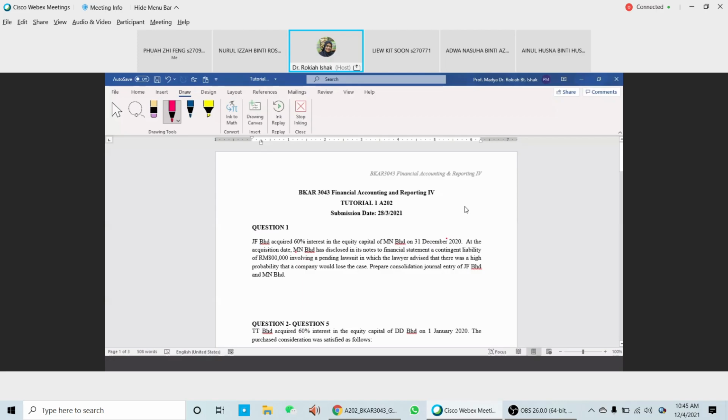Okay, JF acquired 60% interest in the equity capital of MN on 31st December. At the acquisition date, MN has disclosed in the notes to its financial statements a contingent liability of 800,000 involving a pending lawsuit in which the lawyer advised that there was a high probability that the company would lose the case. Prepare the consolidated journal entry for JF.